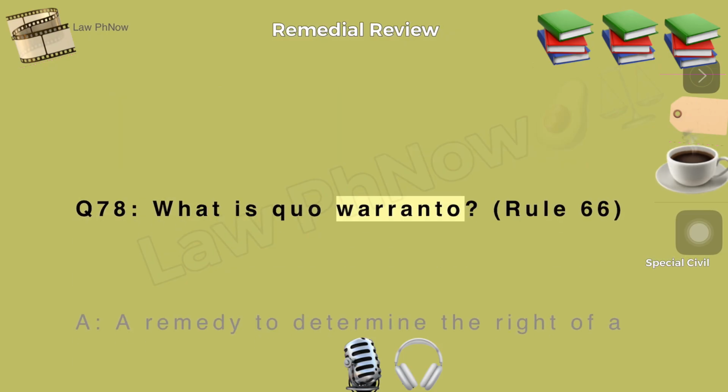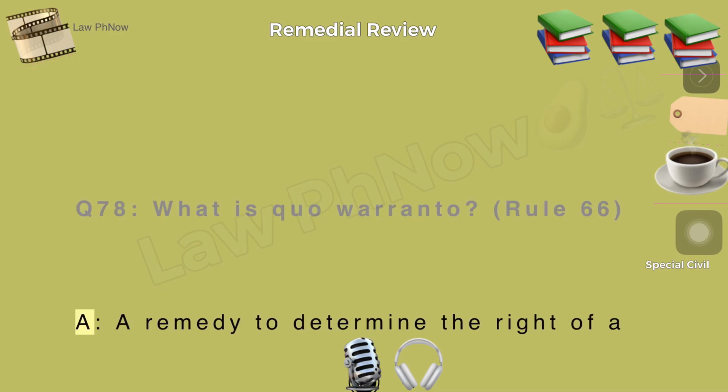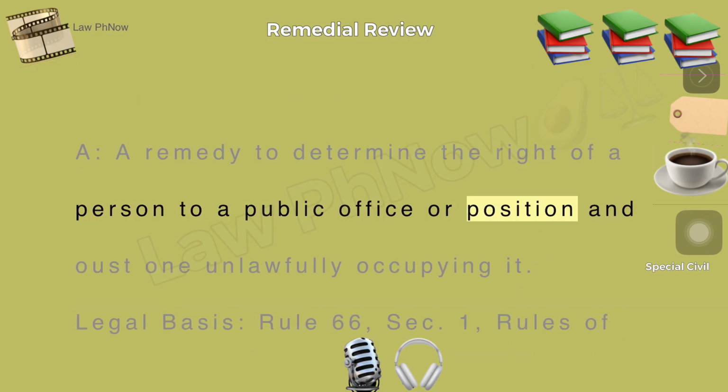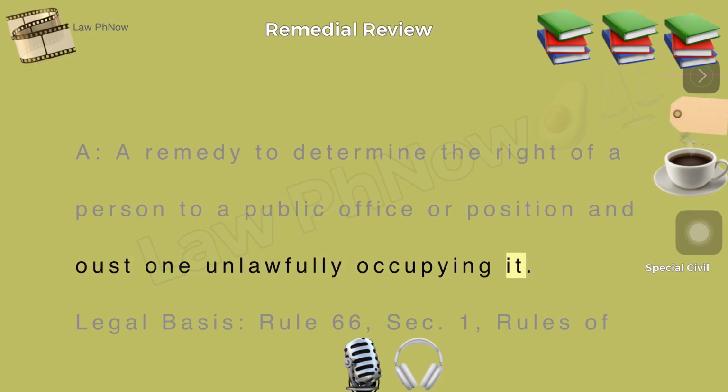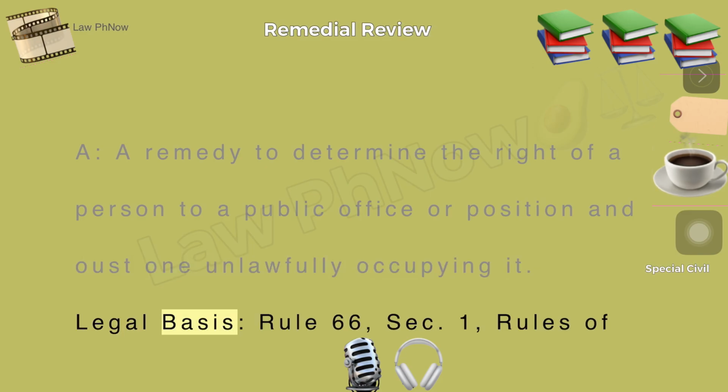Q78. What is quo warranto? Rule 66. A. A remedy to determine the right of a person to a public office or position and oust one unlawfully occupying it. Legal basis, Rule 66, Section 1, Rules of Court.